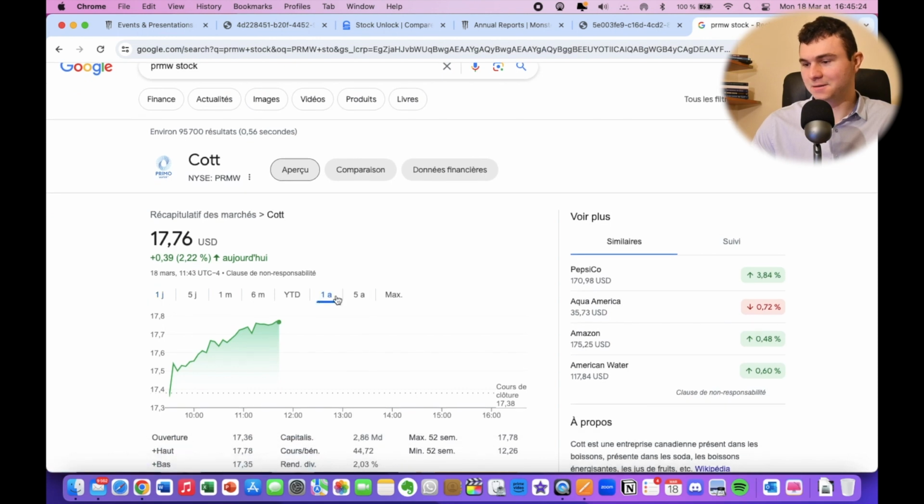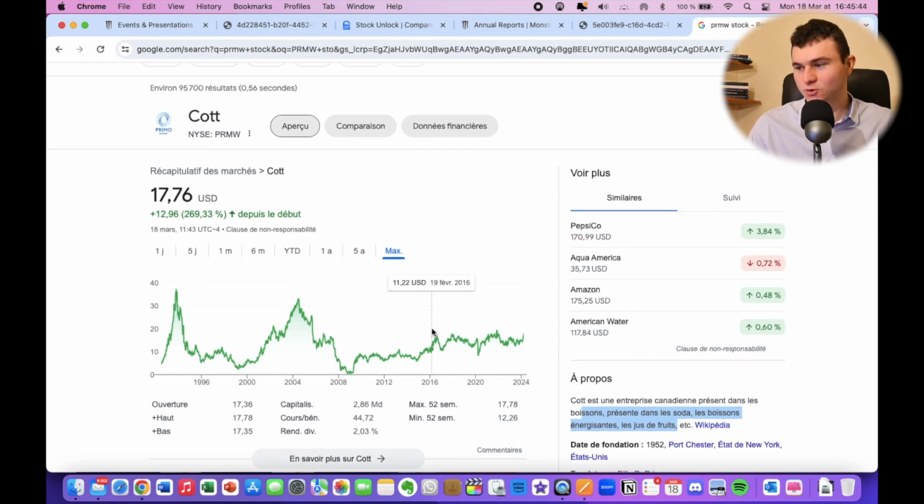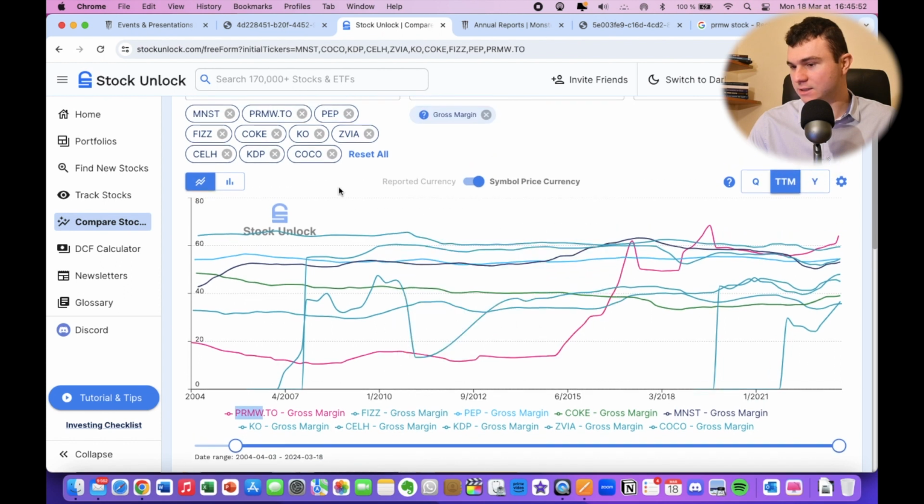Okay. Canadian company, beverage, sodas, energy drinks. Okay, and this is the stock price. I can guess from the stock price over time that revenue has not increased for 30 years in a row. Right now, it's a mess.